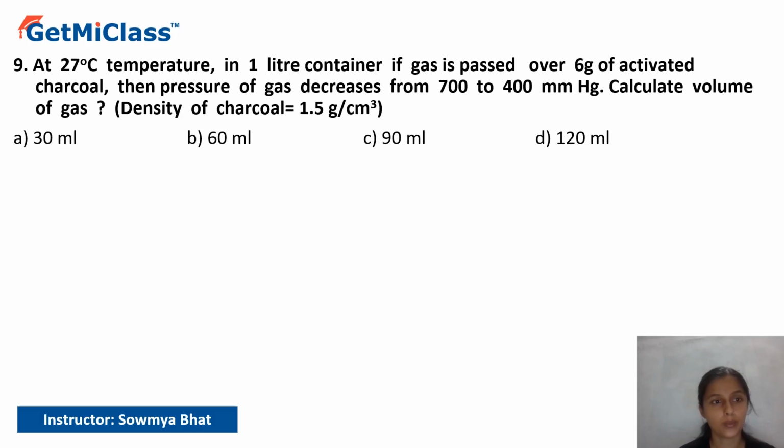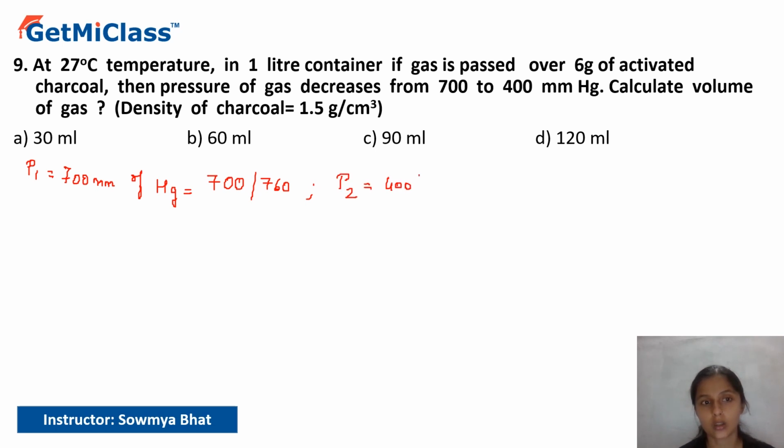So the options given are the P1, that's 700 millimeter of mercury. We can convert it into atmosphere by dividing it by 760, so that you're going to get it in terms of atmosphere. And the P2, the final pressure, that's 400 over 760. This is going to give you in terms of atmosphere. And the volume of the container is given, that's the initial volume, that's 1 liter. And the mass of charcoal is given, that's 6 gram. The density of charcoal is given 1.5 gram per cm cube.